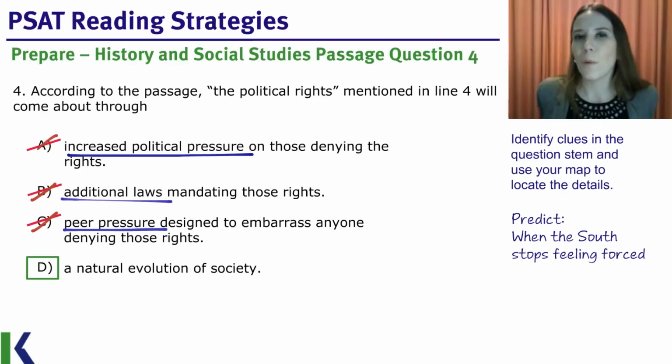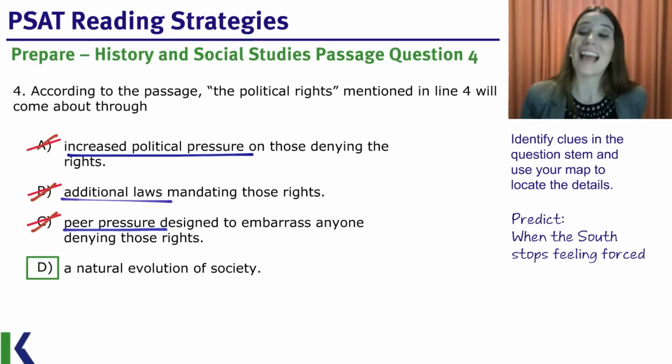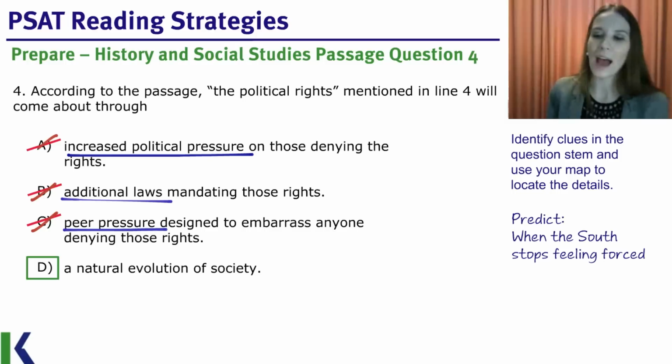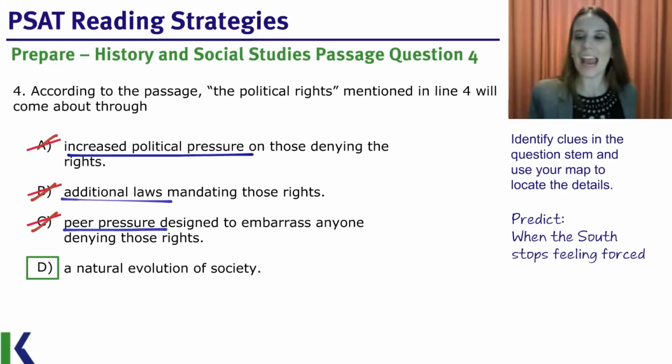Now, notice how nowhere in the text did Booker T. Washington say change is going to come about when there is a natural evolution of society. But we were able to put our finger on the proof, the evidence, that Booker T. Washington thinks this is not going to happen as long as people feel forced. And we can eliminate because A, B, and C are forced. Look at what one of your colleagues wrote: A, force, B, force, C, force, D, not force. And not force for the win, because not force is what we predicted when we used our proof.